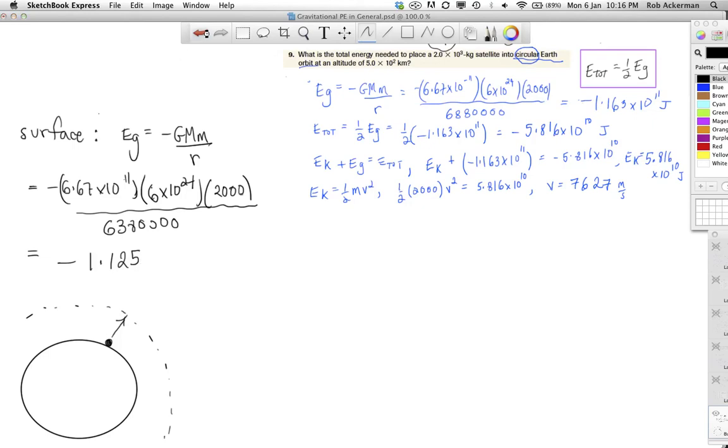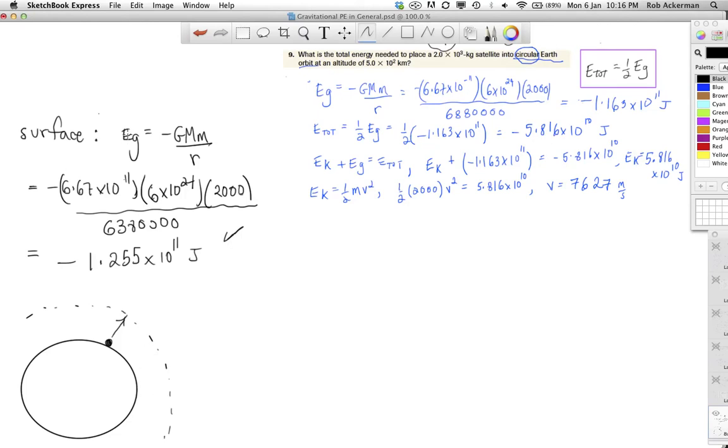Sorry, not 125, but negative 1.255 with a few other digits in there, times 10 to the 11 joules. Now, let's just check if this makes sense. EG, way up in orbit at 500 kilometers, was negative 1.163 by 10 to the 11. On the surface, the number is more negative. It's 1.255 by 10 to the 11. Does that make sense? Yes, it makes sense. The closer you are to the center of the planet, the further down in that potential well you will be.